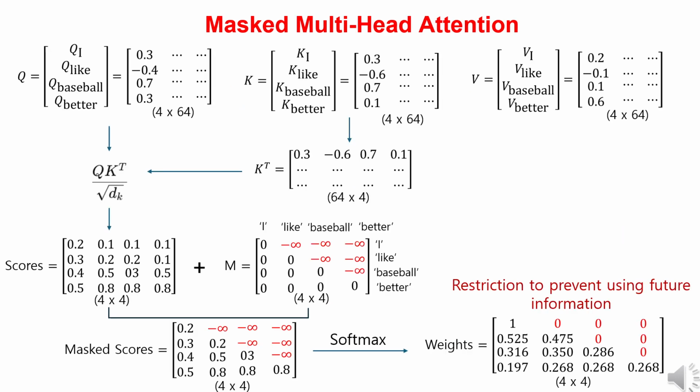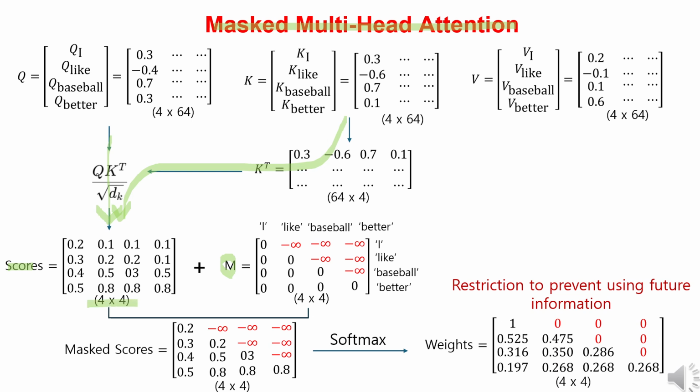Based on the self-attention computation process we examined in the previous encoder video, the decoder's masked multi-head self-attention differs only in that an additional masking step is introduced. The overall computation flow remains the same. Using query and key matrices of size 4 by 64, a dot product is performed, followed by scaling to produce a score matrix of size 4 by 4.